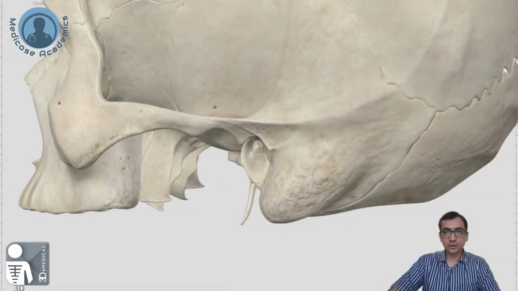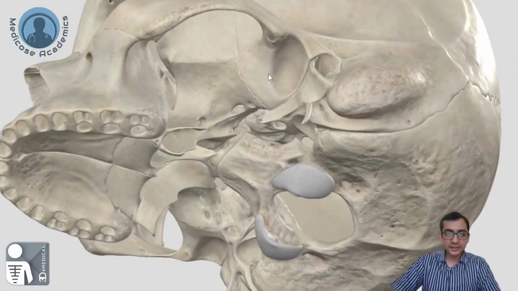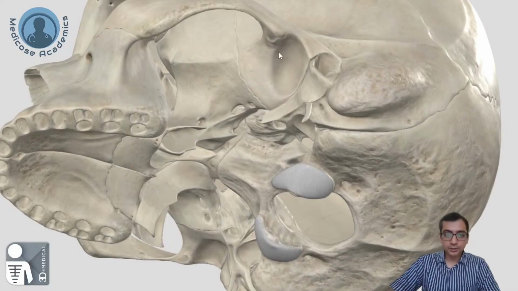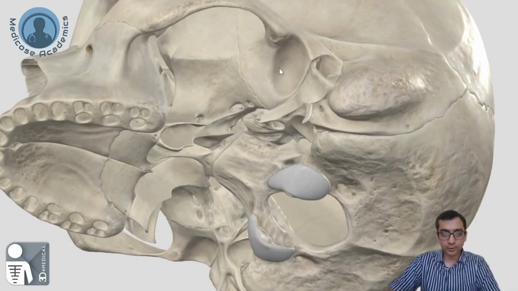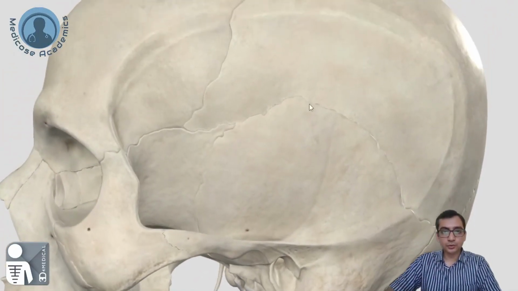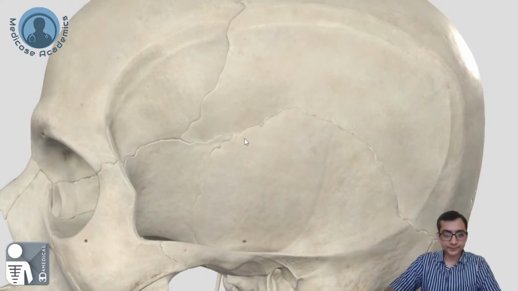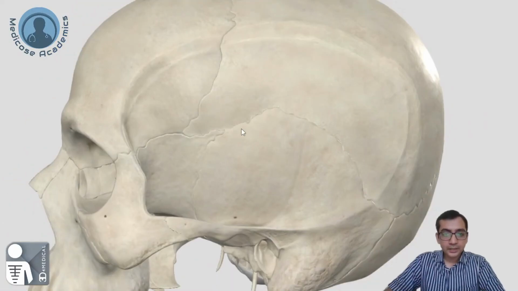So we've just talked about the articular process. Here is the mandibular fossa. You can see in more detail right here how it goes into the temporal bone. Here the mandible will be fixed. And here are the temporal lines. Let me zoom out a little.